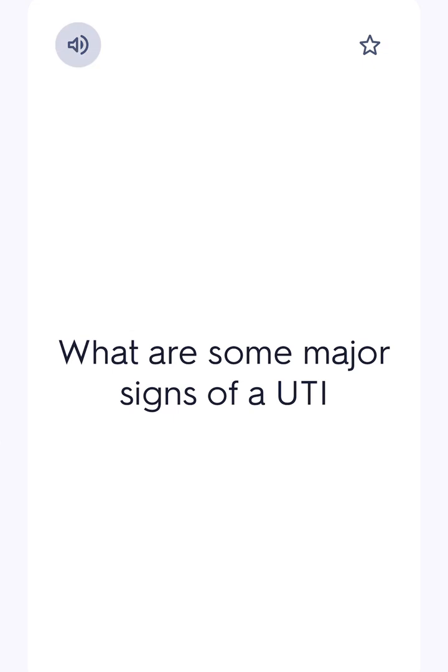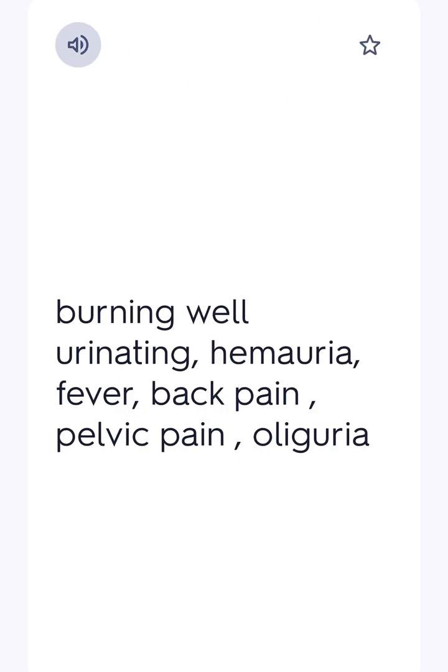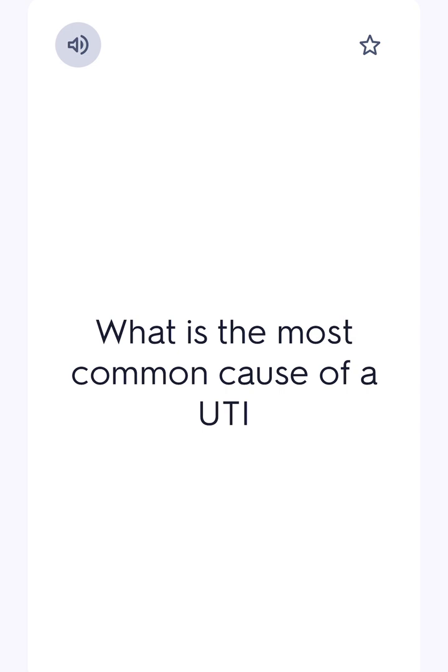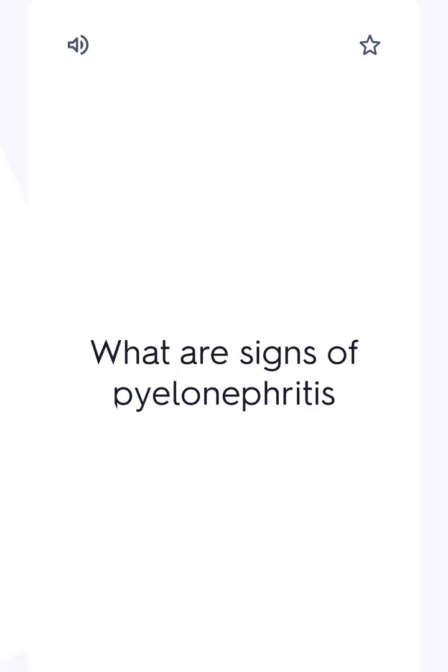What are some major signs of a UTI? Burning while urinating, hematuria, fever, back pain, pelvic pain, oliguria. What is the most common cause of a UTI? E. coli. What are signs of pyelonephritis?